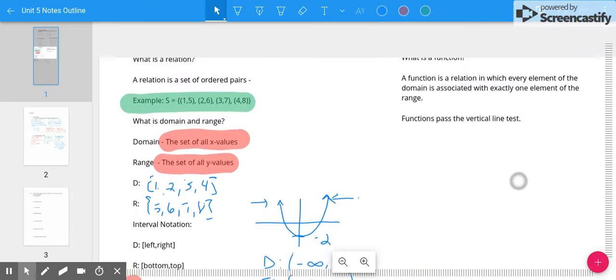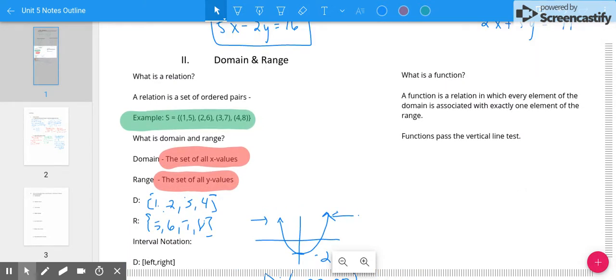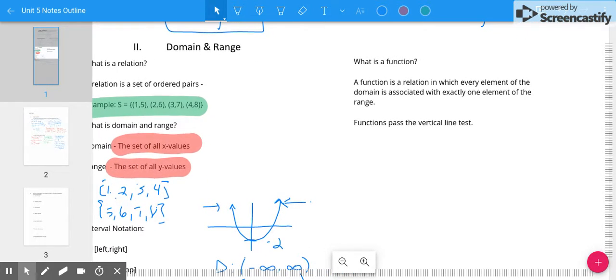Last thing is a quick recap, our review of functions. And if you recall from Algebra 1, a function is just a relation, so a set of ordered pairs, in which every element of the domain is associated with exactly one element of the range. And in short, what that means is that x cannot repeat.